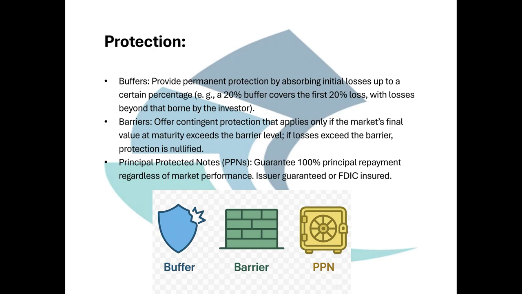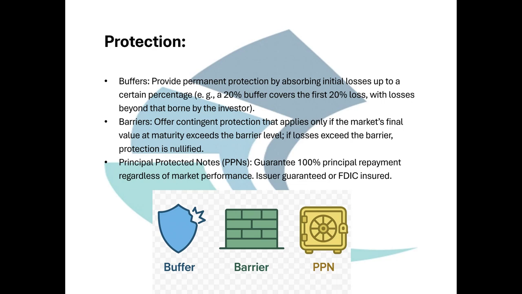the government. Now, a buffer is permanent protection by absorbing an initial loss up to a certain percentage. If we would use the term a 20% buffer, that would cover the first 20% loss. If the asset that the structured note is based on is down 15% at maturity and it has a 20% buffer, you would get 100% of your principal back. If the underlying asset was down 25%, you would lose the difference between 20 and 25, so down 5%.